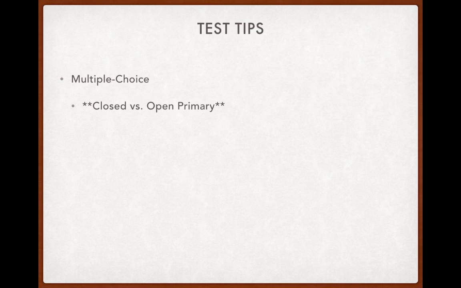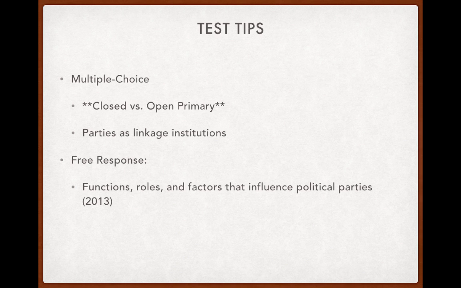For test tips, multiple choice, you could absolutely see closed versus open primary and parties as an example of linkage institutions. I can't stress enough, make sure you know that. For the free response, from 2013, there's an example of functions, roles, and factors that influence political parties.